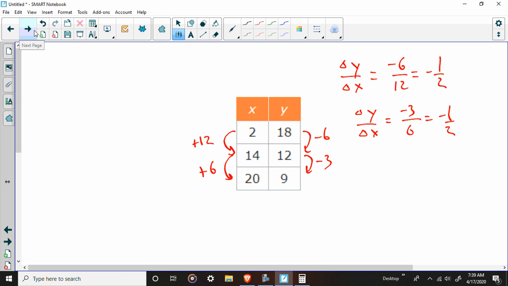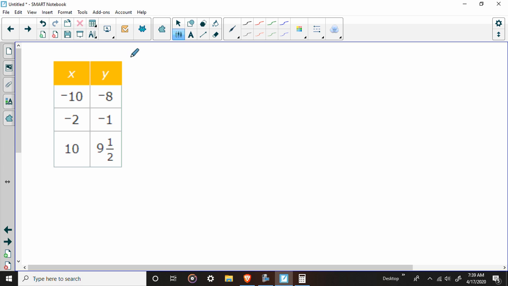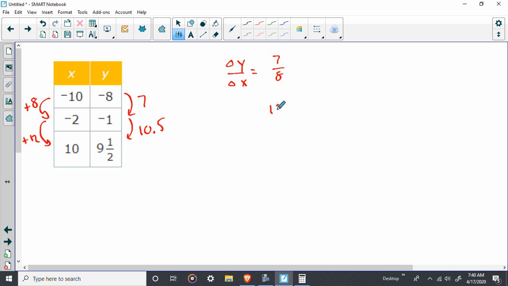So again, something like this. Well, from negative 10 to negative 2, that's a change of 8. And from 2 to 10, that's a change of 12. From negative 8 to negative 1, that's a change of 7. From negative 1 to 9.5, that is a change of 10.5. Well, again, that's a change in y over change in x. Well, it's 7 over 8. And then we also have 10.5 over 12.